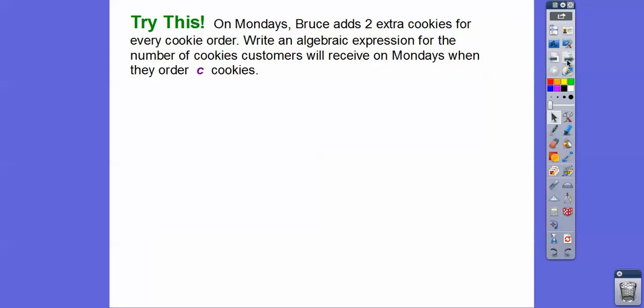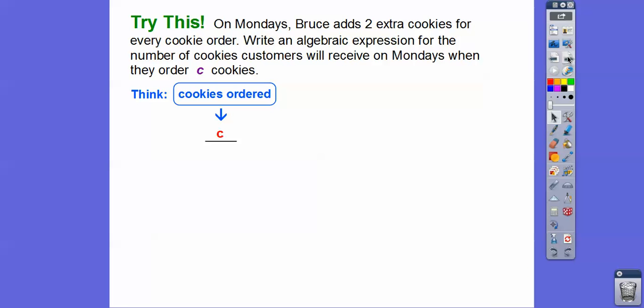All right, so try this one here. On Mondays, Bruce adds 2 extra cookies for every cookie order. Write an algebraic expression for the number of cookies customers will receive on Mondays when they order C cookies. So here, for the cookies ordered, we're choosing C for our variable. So C is our cookies ordered right there.